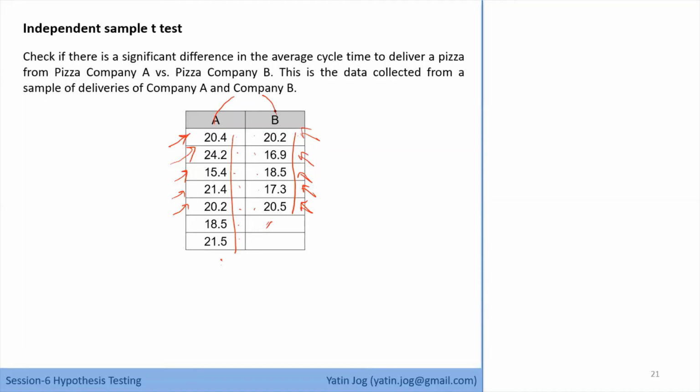First you have to plot H0, H1, and then define the confidence level, and then you have to calculate the variance and compare the variance, based on which we will use the appropriate method of independent samples.